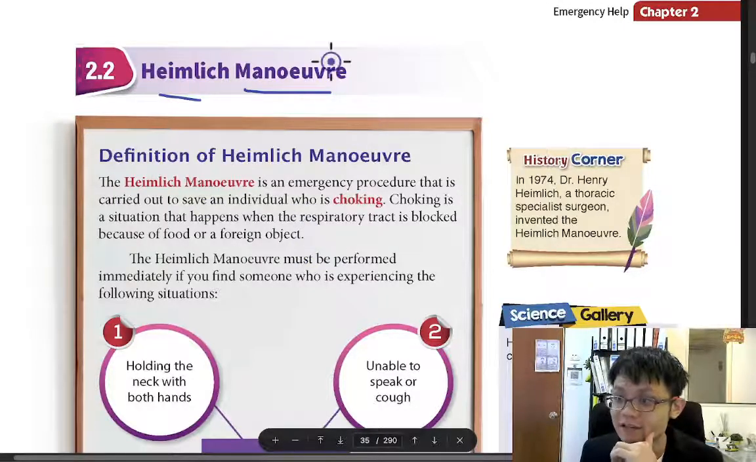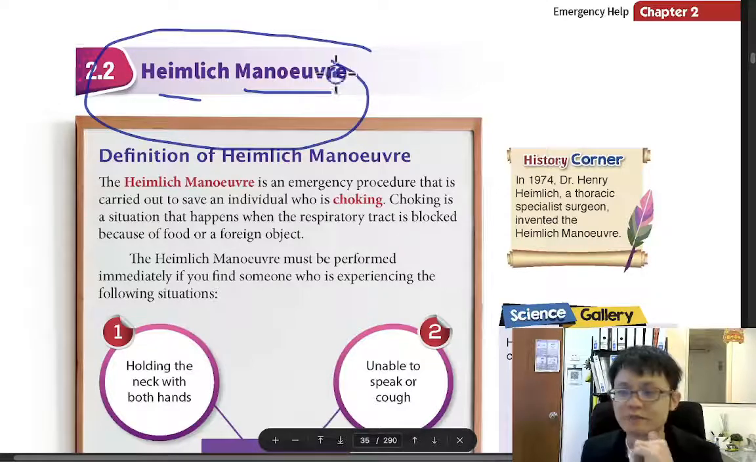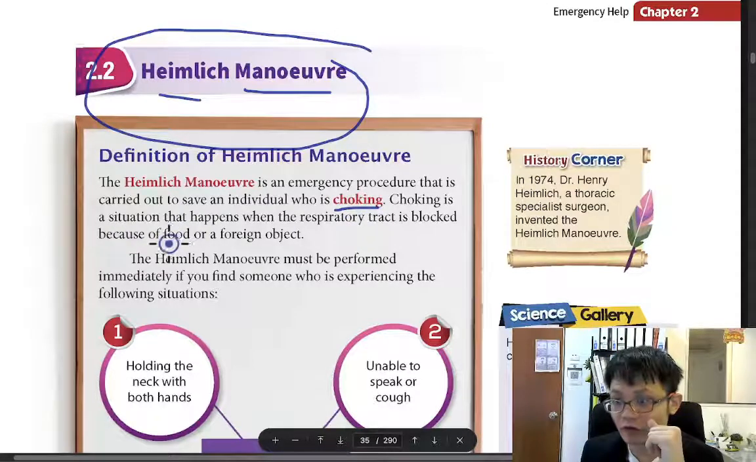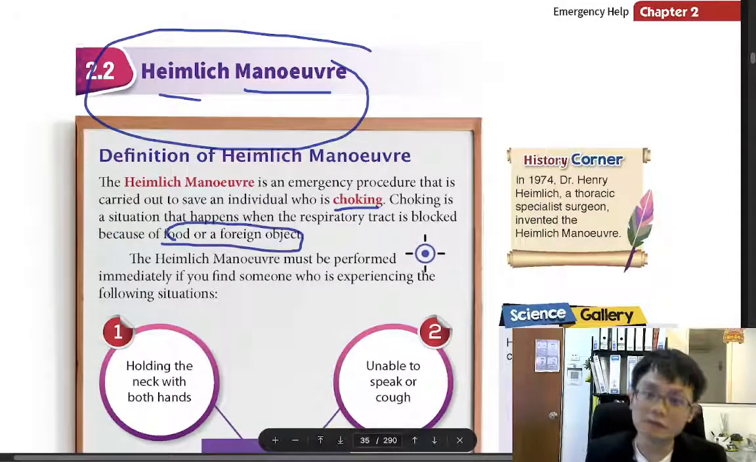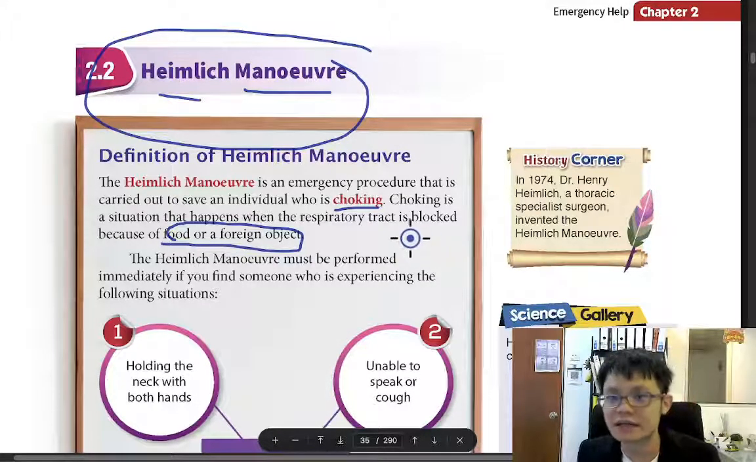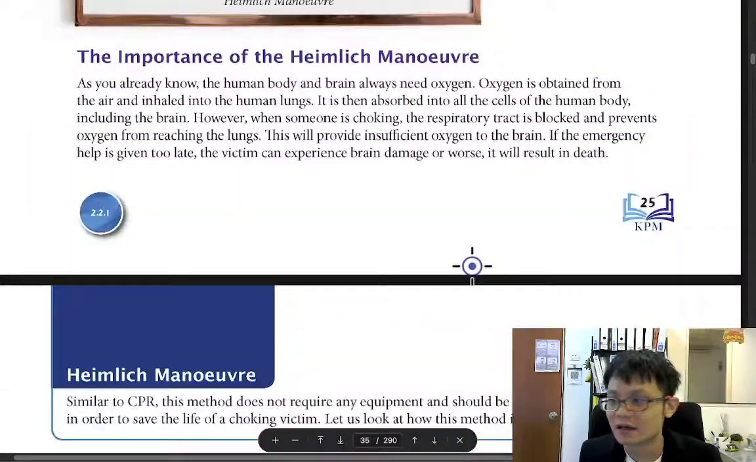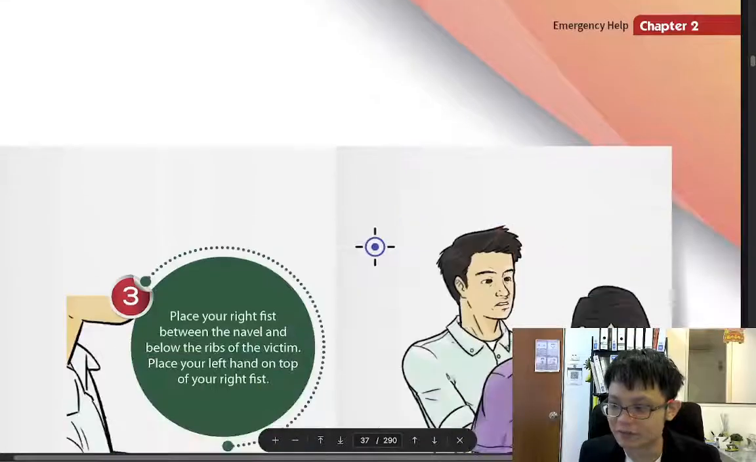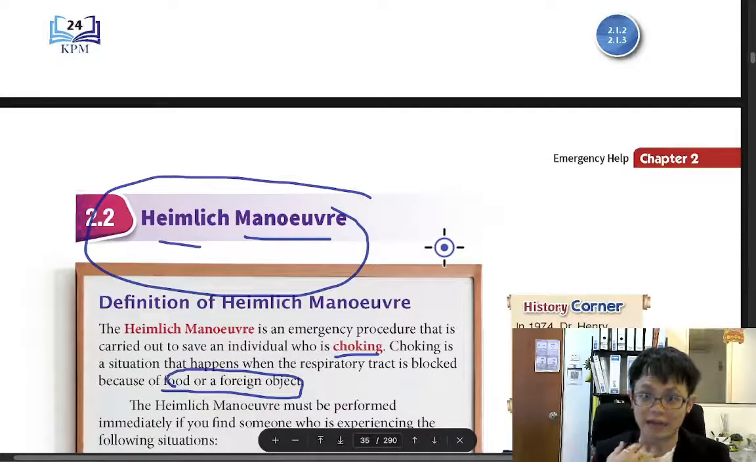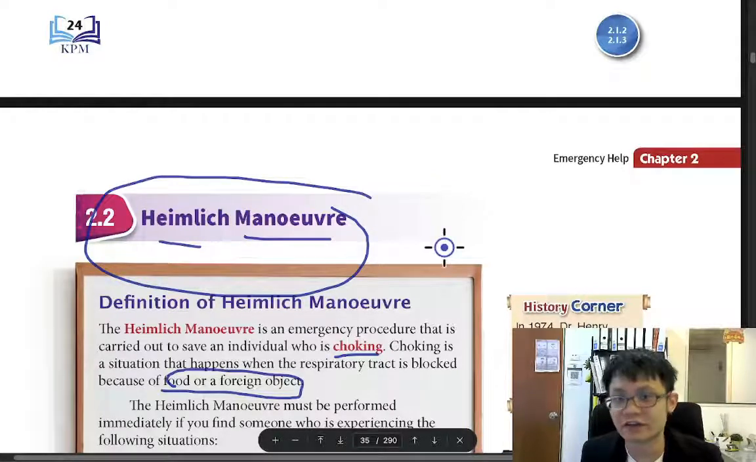We learned CPR, cardiopulmonary resuscitation. In this chapter we are also going to learn the Heimlich Maneuver, which is used when a person is choking on food or a foreign object. For example, it usually happens to babies, but adults too. They are eating something and it gets stuck in their throat and they cannot breathe, and you need to help them very fast, if not they will die.